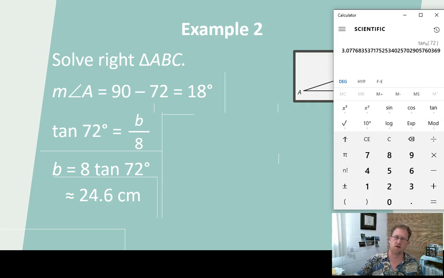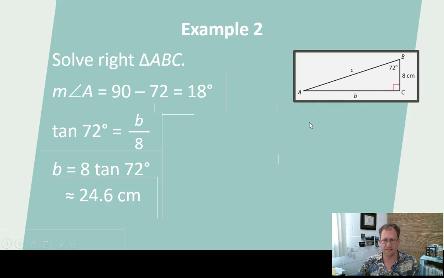It's a very long, non-repeating, non-terminating decimal. Don't write all this down. Now, that is the tangent of 72, but I'm after 8 times the tangent of 72. So times 8. 24.621468, and so on. 24.6 is good enough for us. So that is the length of b. So the length of b is 24.6.